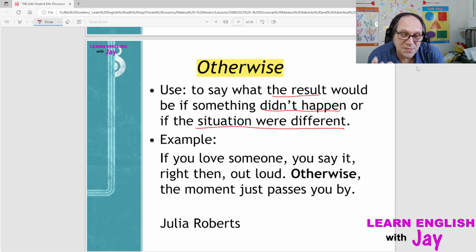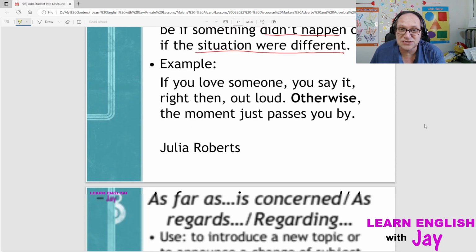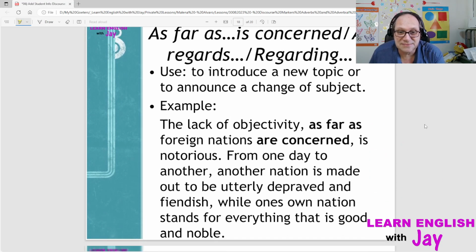Julia Roberts said, "If you love someone, you say it right then out loud." So what are the consequences if the situation's changed or if that did not happen? Otherwise, the moment just passes you by. So if we don't do that, then this is what's going to happen. So "otherwise," again, is really cool to use for arguments.